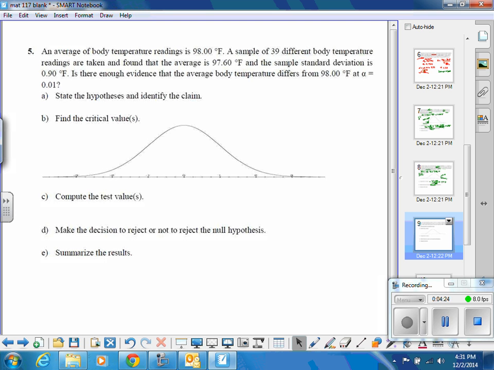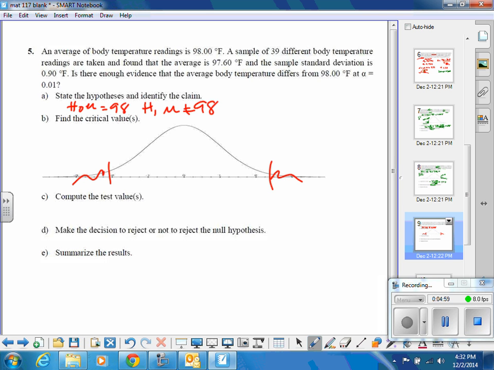Okay. Now, the average body temperature reading is 98 degrees. A sample of 39 body temperature readings are taken and found that the average is 97.6. Sample standard deviation is given. Is there enough evidence to show that it differs? If it differs, we know it's a two-tailed test. Okay? So state the hypotheses. H naught: mu is equal to 98, and H alternative: mu does not equal 98, okay?